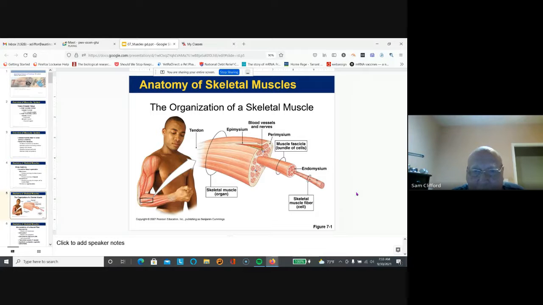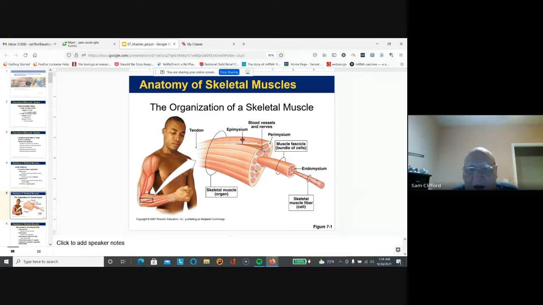Okay, so the organization of the skeletal muscle. We said that the outer covering is the epimysium. The whole muscle is an organ. It's made up of fascicles, which are surrounded by perimysium. The whole muscle is a bundle of fascicles. Each fascicle is a bundle of muscle cells, which are long protein fibers whose job is to contract, and they are surrounded by the endomysium.